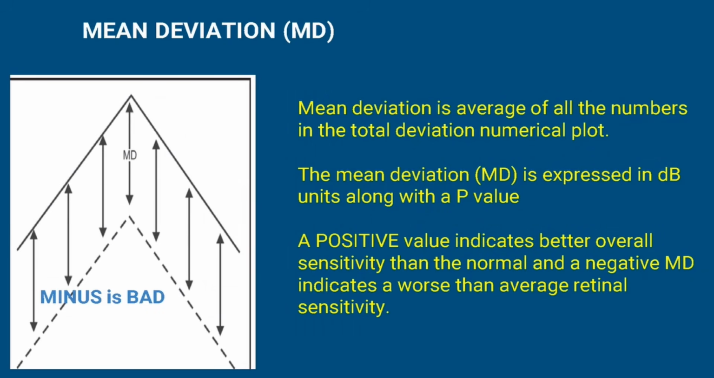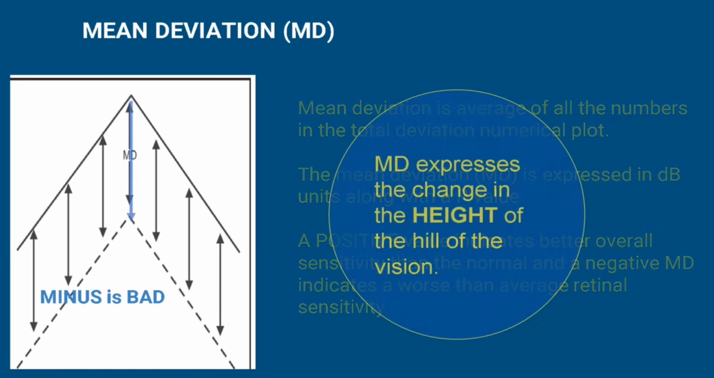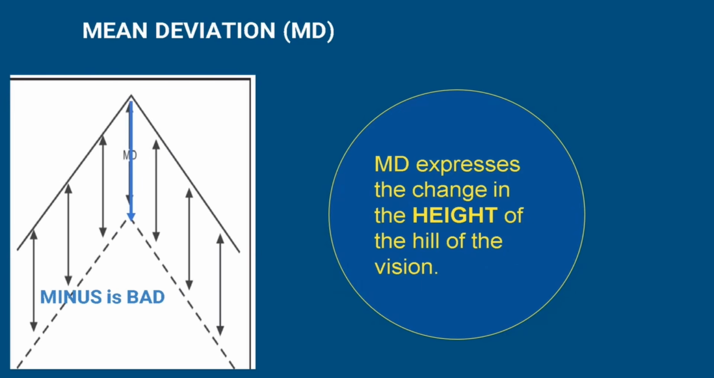The mean deviation. It is the average of all the deviations which were present on the total deviation numerical plot, and we express it in decibels along with the p-value. A positive mean deviation indicates an overall better retinal sensitivity than the normal, and a negative mean deviation indicates a worse than average retinal sensitivity. Because mean deviation is derived from the total deviation numerical plot, and plus TD values were better sensitivity, therefore a positive mean deviation is also better, whereas a minus mean deviation is bad. Also remember that mean deviation expresses the change in the height of the hill of vision.